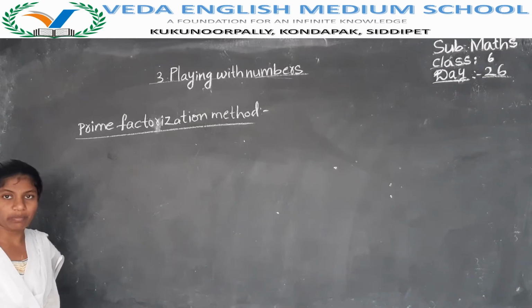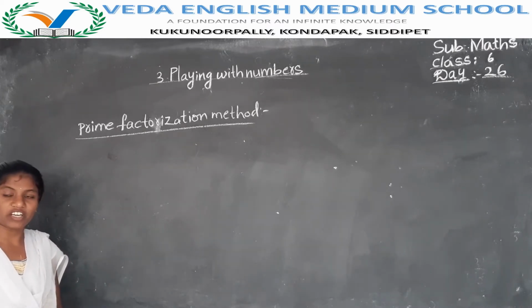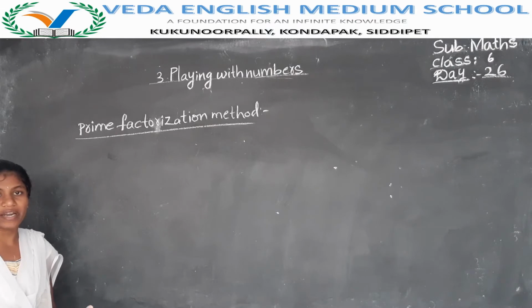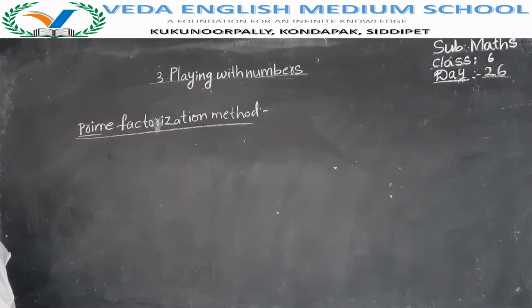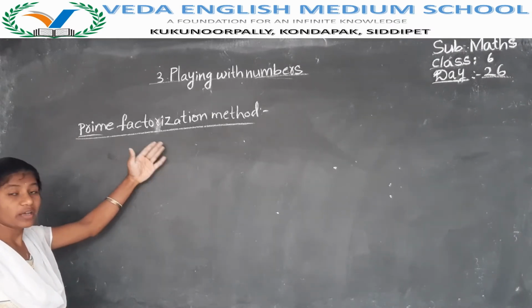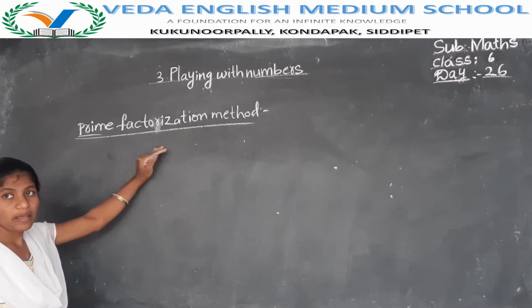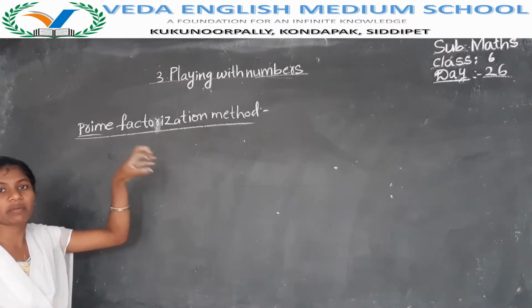The definition of prime numbers is: the numbers which have only two factors are called prime numbers. What are the factors? The factors are 1 and itself. The numbers which have only two factors are called prime numbers. The two factors are 1 and itself. Now here I have written prime factorization. Prime factorization means the process of finding the factors by using only prime numbers.